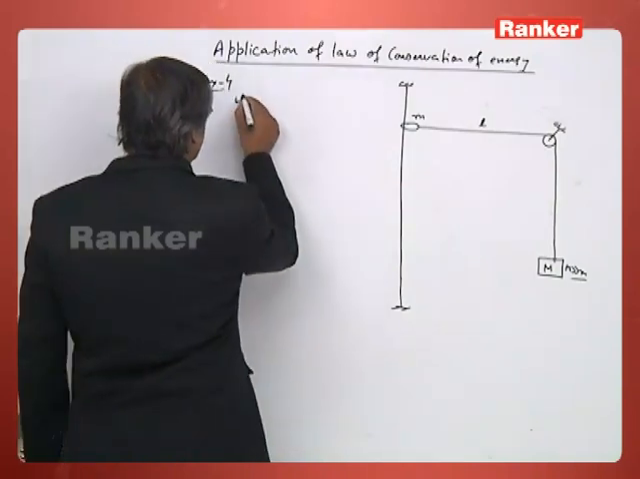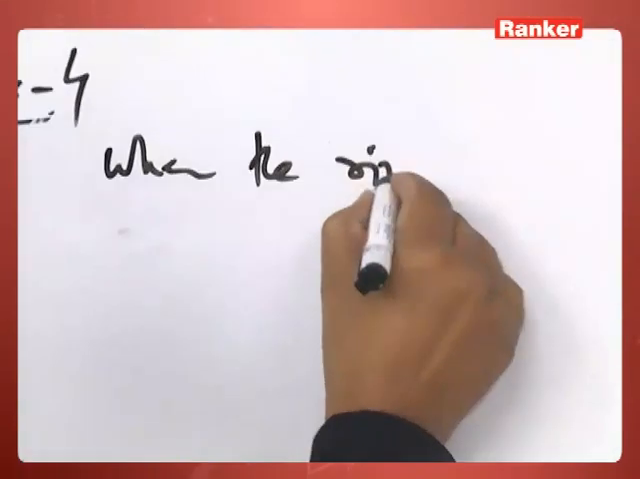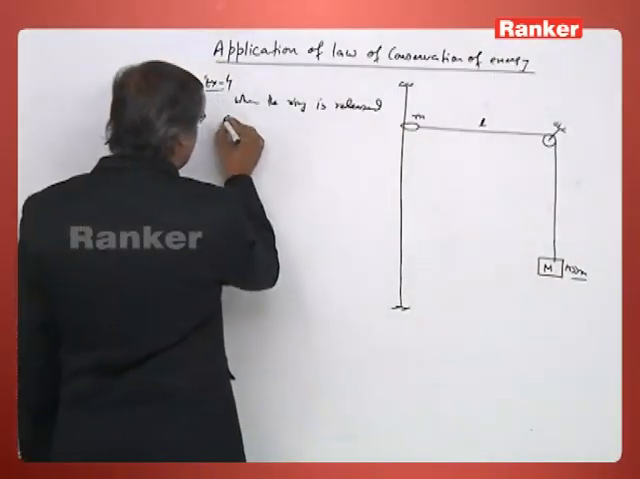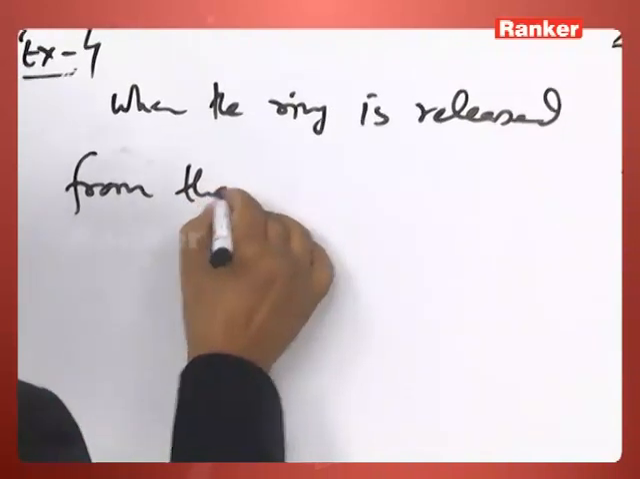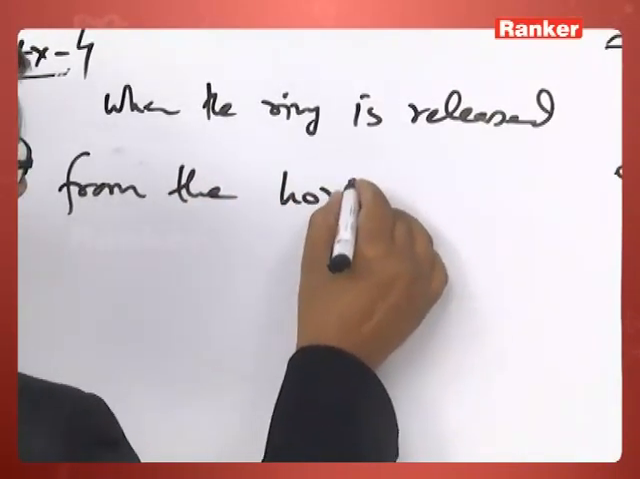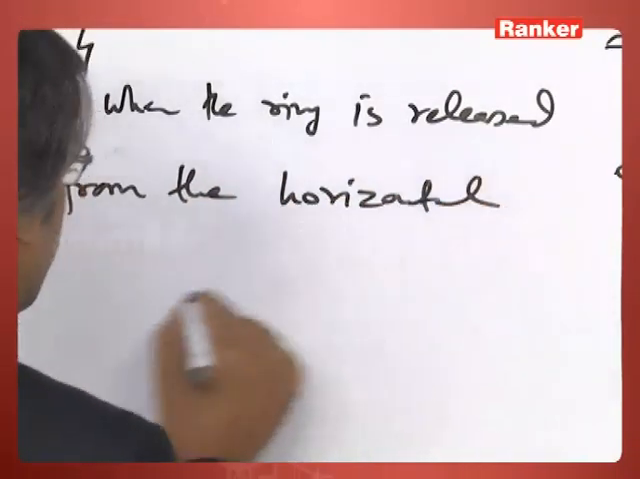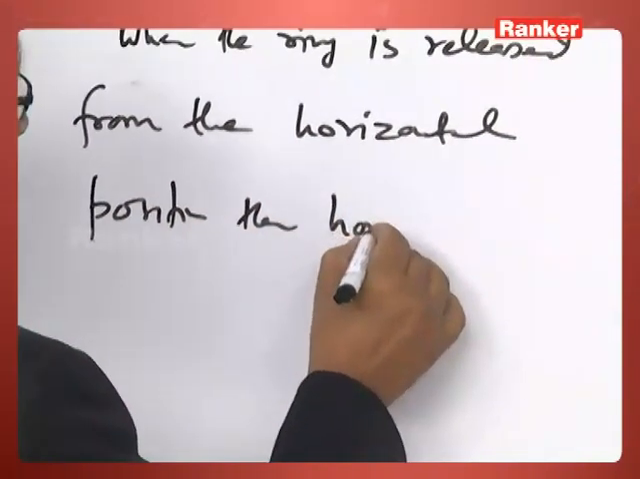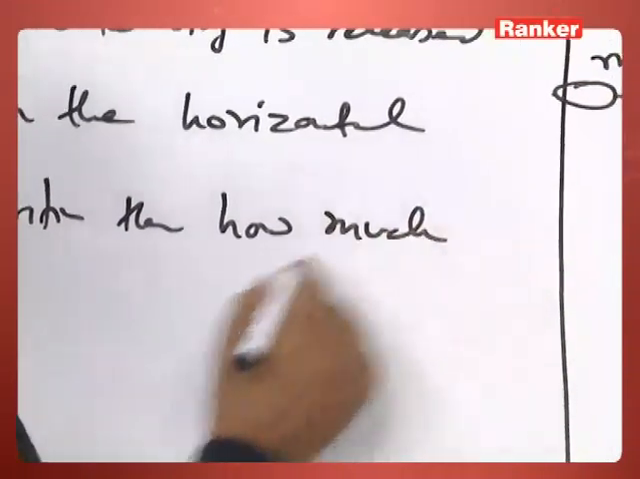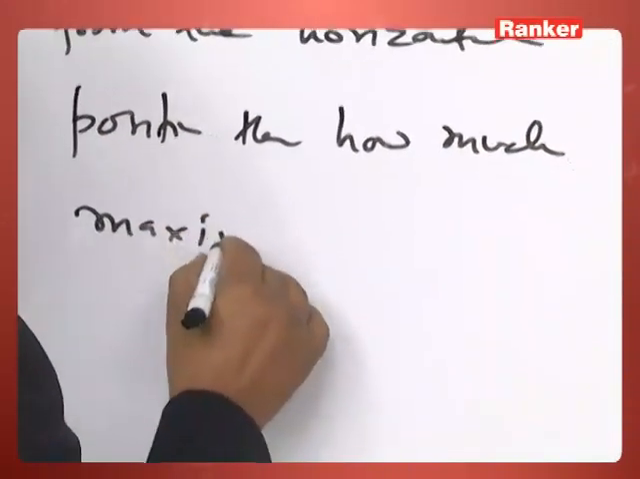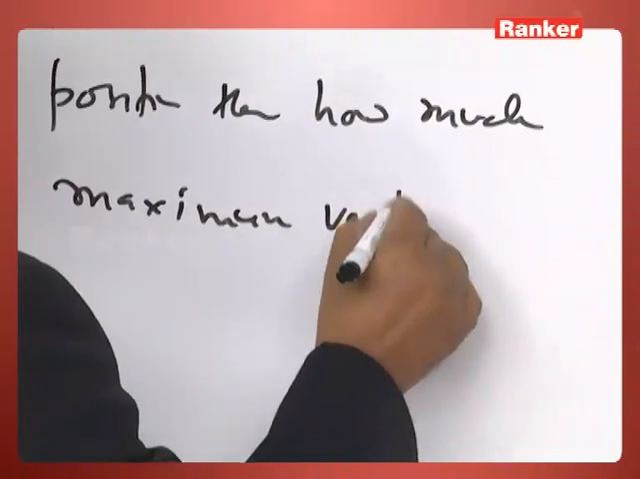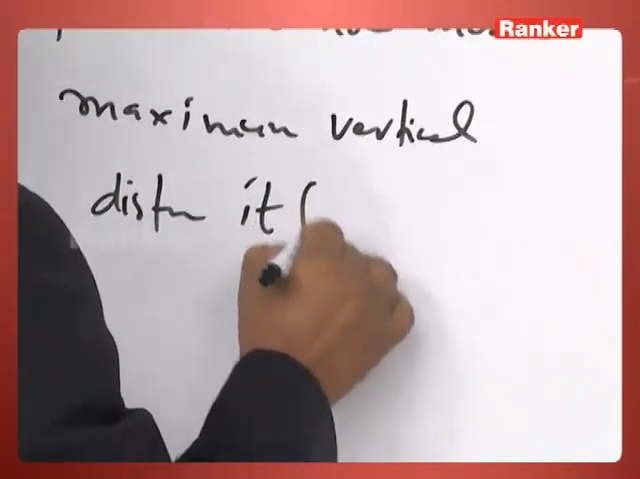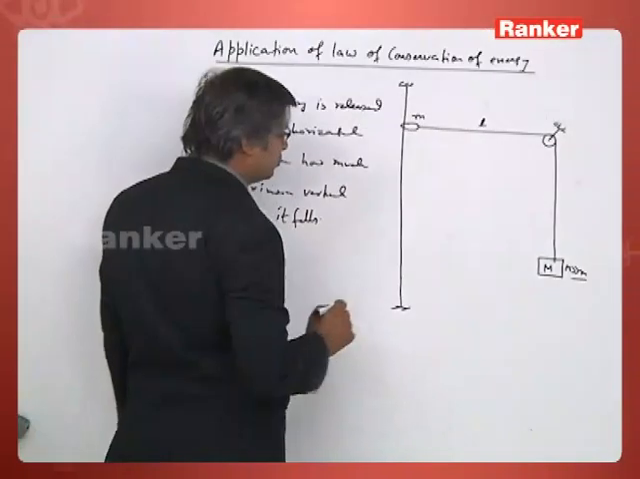So when the ring is released from the horizontal position, then how much maximum vertical distance it falls. This is what we want to do.